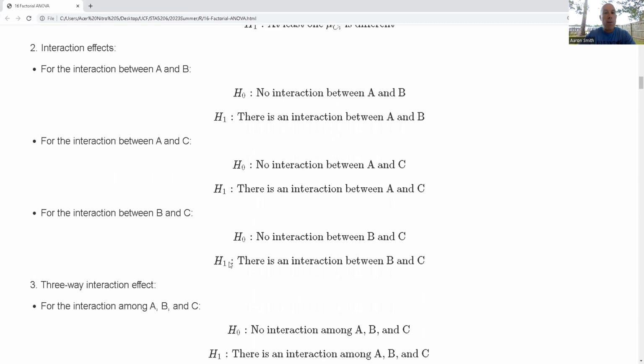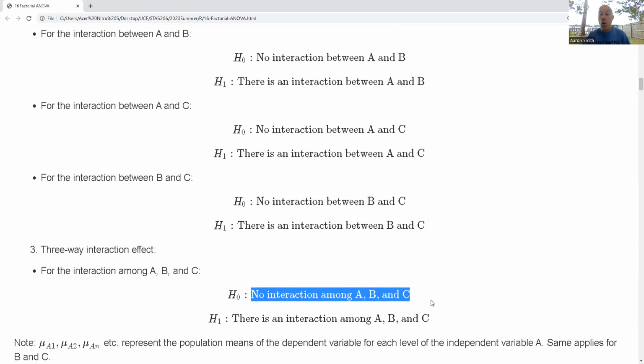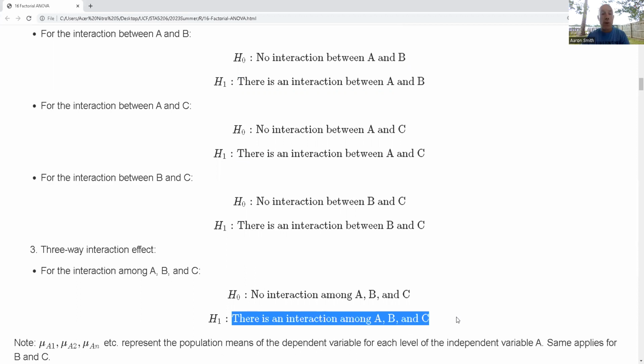Now, when we get to the interaction effects, we're going to have pairwise interactions and the three-way interaction. So the null hypothesis is that there is no interaction between the two variables. The alternative is that there is an interaction between the variables. And so we have that 3 times for three-way ANOVA. And then we have our three-way interaction. Our null hypothesis is that there is no interaction between the combination of all 3. The alternative is that there is an interaction between all 3.